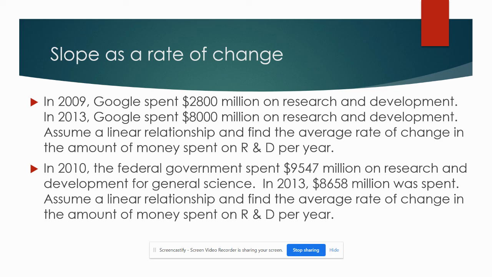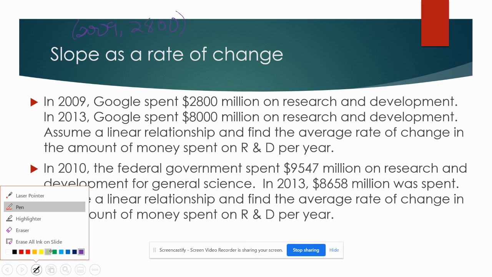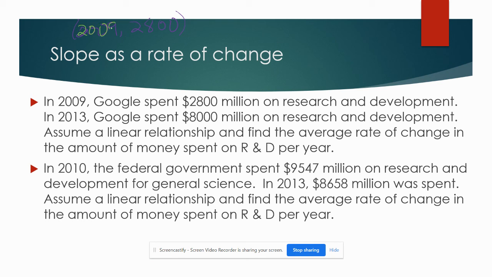All right, slope as a rate of change. So we have 2009. Google spent 2,800 million in research and development. Let's make that a little easier to see. There we go. And then in 2013, they spent 8,000 million on research and development. Find the average rate of change.